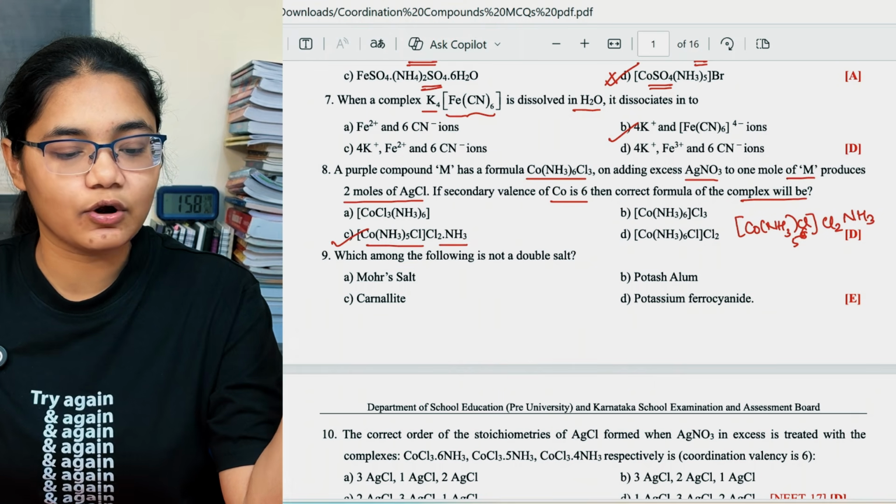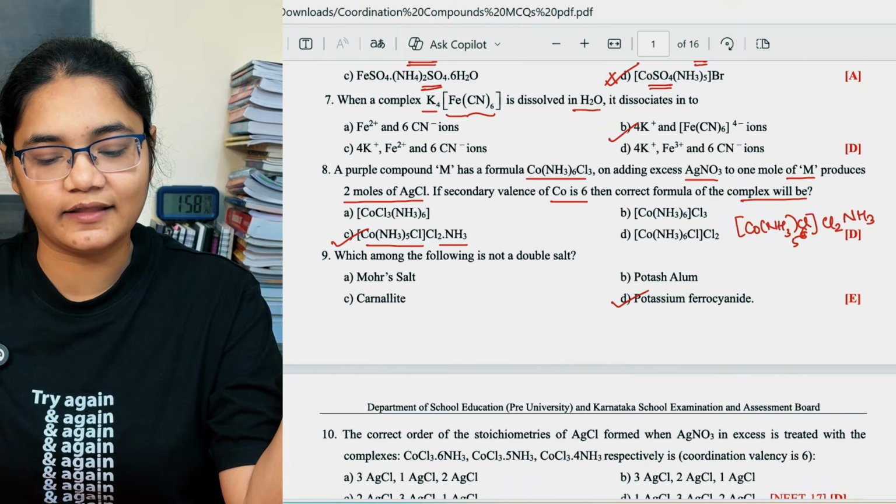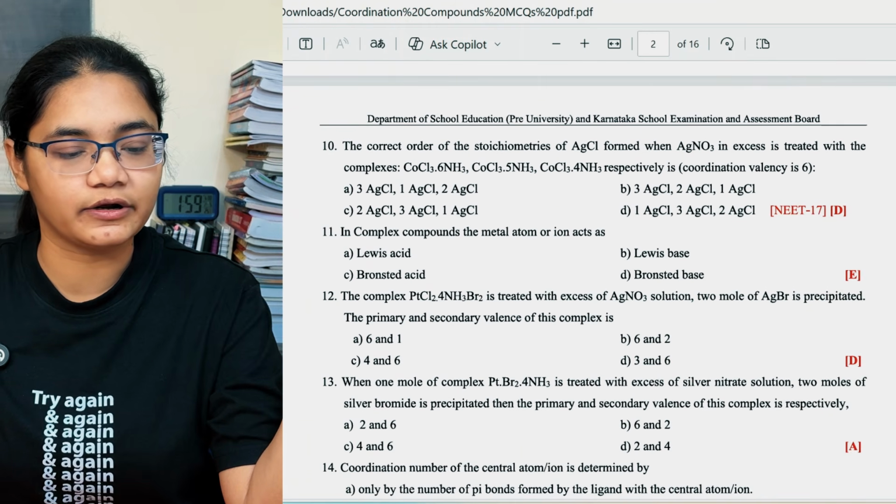Which of the following is not a double salt? Potassium ferrocyanide, that is your complex, so it is not a double salt.